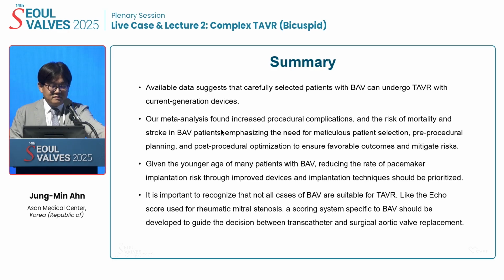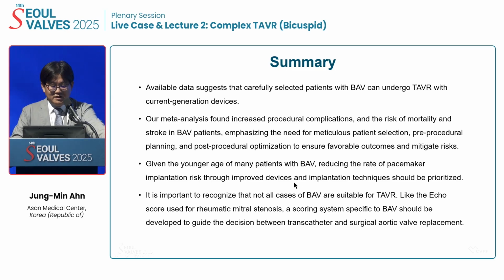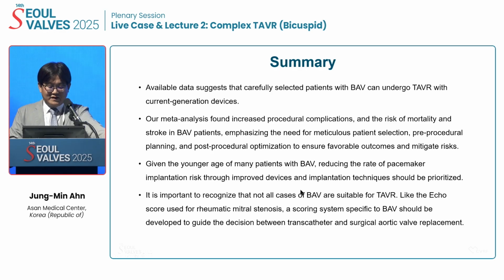Our meta-analysis found increased procedural complication and risk of mortality and stroke in bicuspid population compared with the tricuspid population undergoing TAVR, emphasizing the need for meticulous patient selection, pre-procedural planning, and post-procedural optimization to ensure favorable outcomes and mitigate risks. Given the younger age of many patients with bicuspid aortic valve, reducing the rate of PPM risk through improved device and implantation technique should be prioritized.